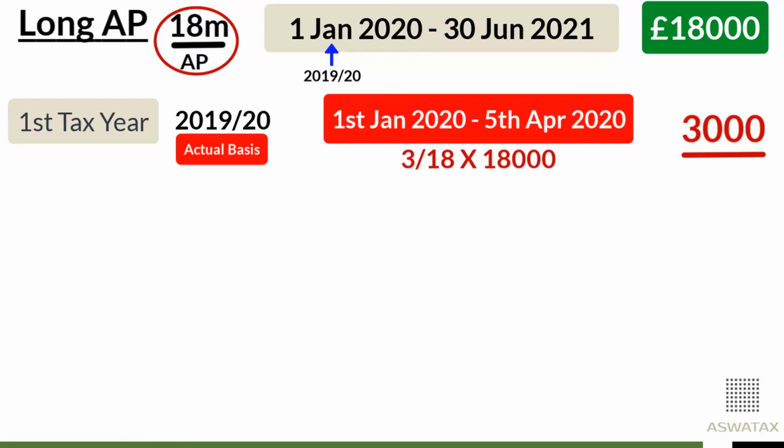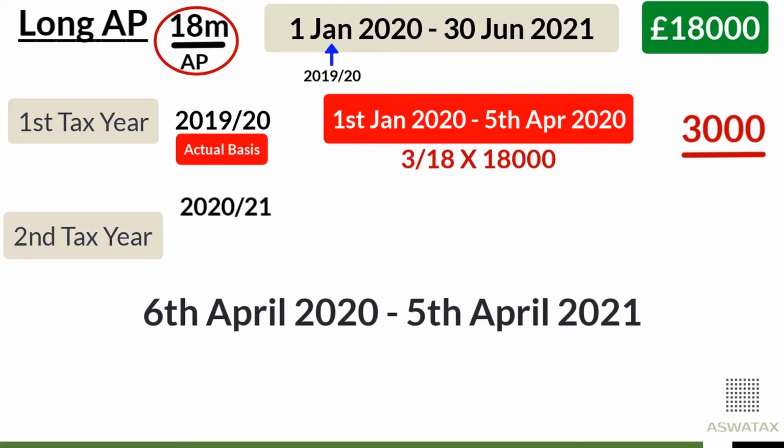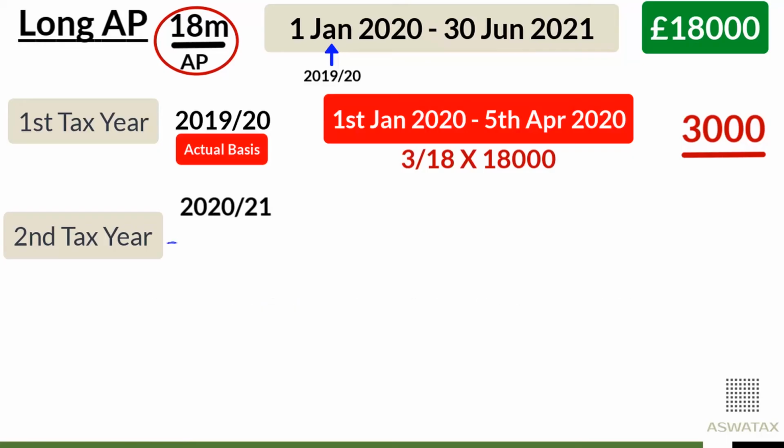Now we come to the issue whereby the second tax year would be 2020-21. Is there an accounting period ending in the second tax year? That's what needs to be questioned. The answer is no, because the second tax year goes from 6th of April 2020 to 5th of April 2021. Our accounting period ends on 30th June 2021. So that's actually in the 21-22 tax year, right? Okay, so we'll come back to that.